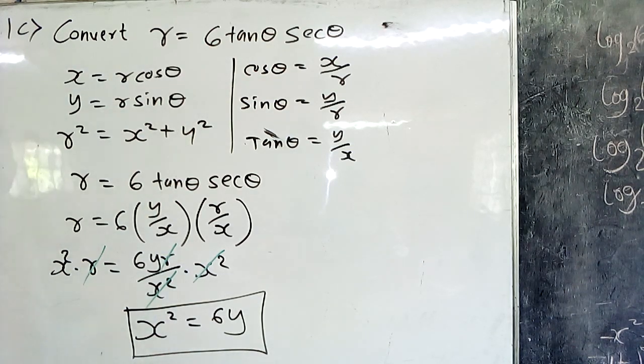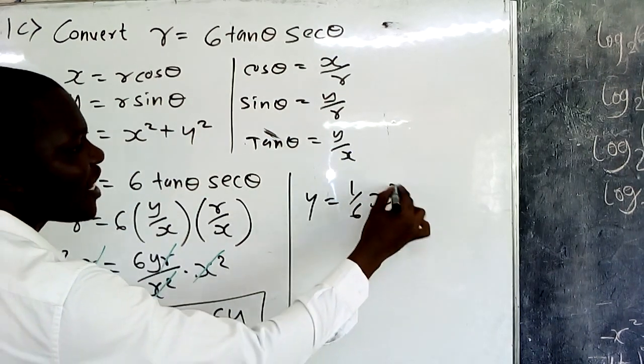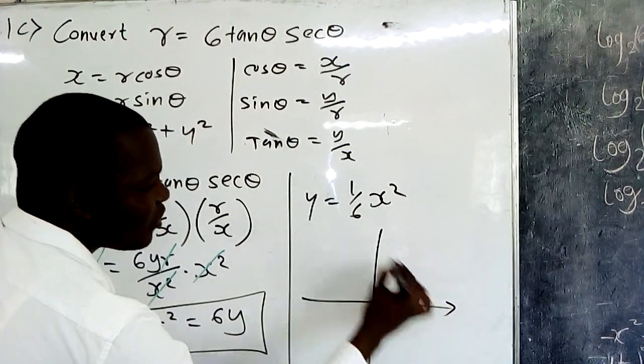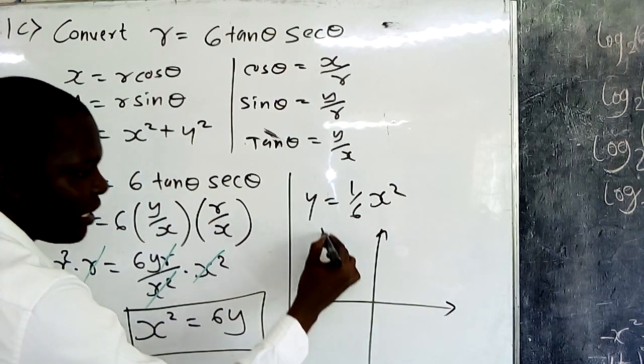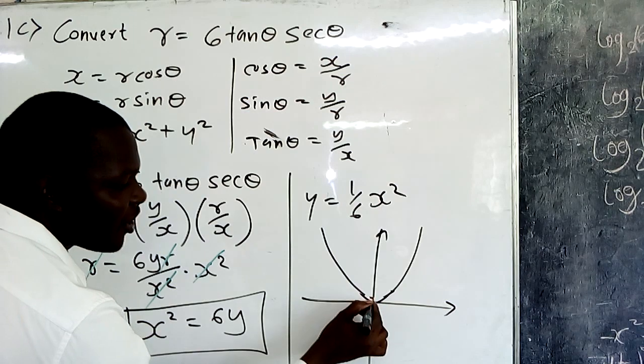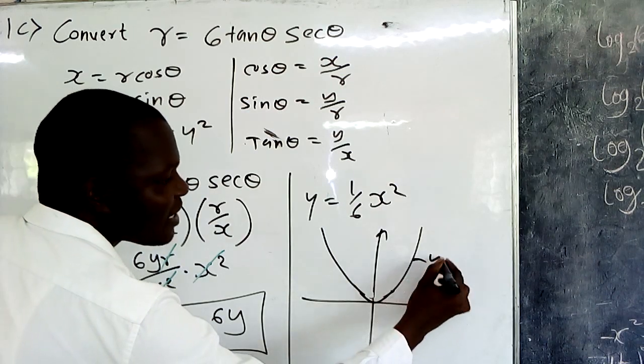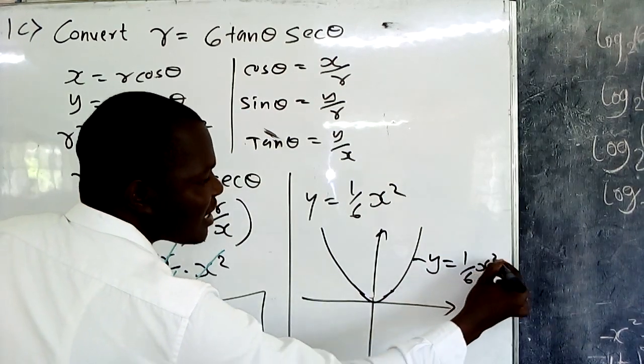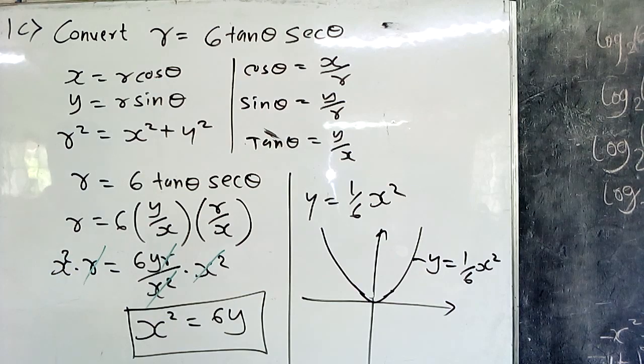So you can see that that is an equation of a parabola. y is 1 over 6 x squared. It is a parabola which looks like this. Are you seeing that? From the origin. That is how that parabola is coming, y equals 1 over 6 x squared.